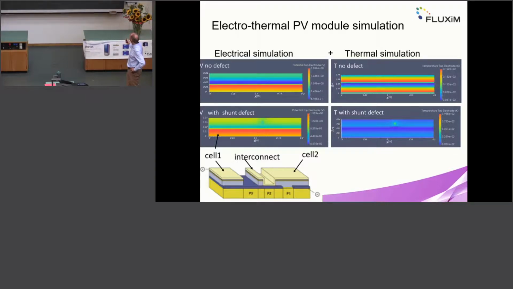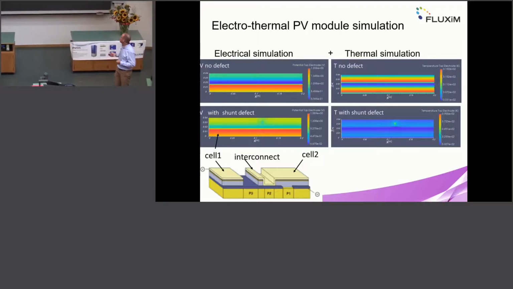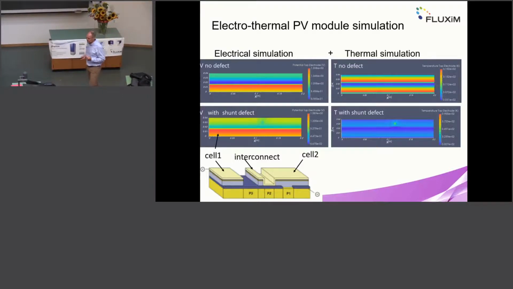I think this green-yellow value means we have 370 Kelvin at this spot here. And the surrounding is room temperature, but very locally we can have a very hot spot because the current flows through that electrical shunt. So this is an illustration of how one can use Laoss to investigate solar cells with defects and how that affects the temperature distribution. And such kind of defects are also visible in thermal imaging of solar cells.